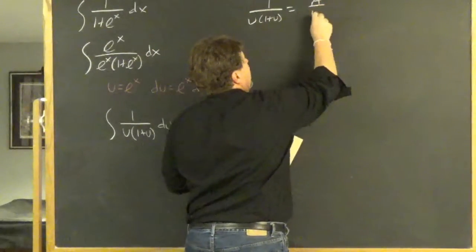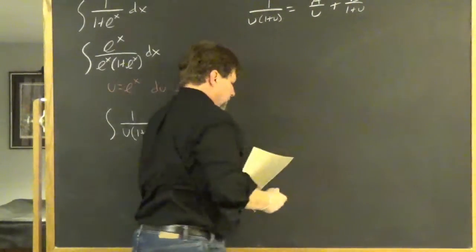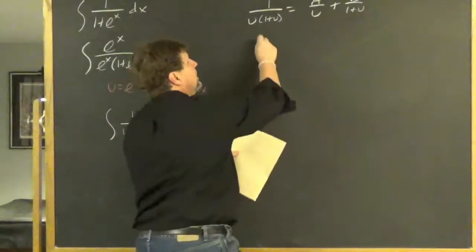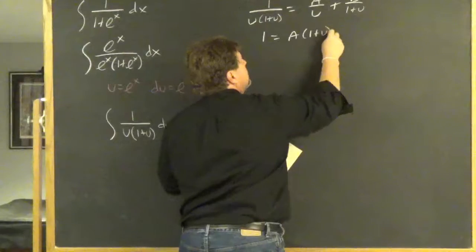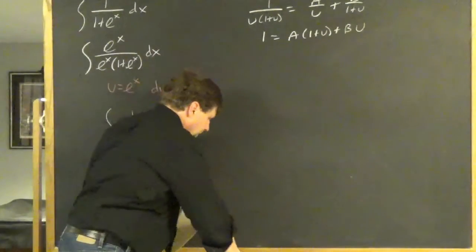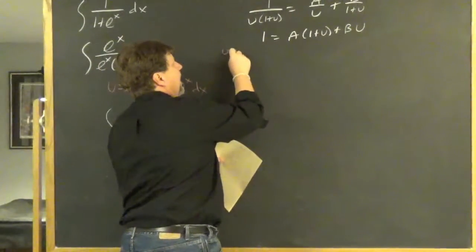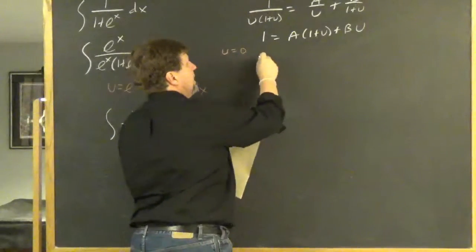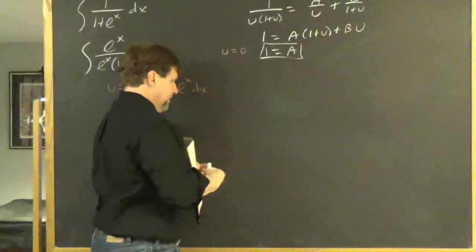So you'd write that as A over u plus B over 1 plus u. Multiply both sides by the LCD to give you 1 equals A times 1 plus u plus B times u. Pick some strategic values for u. I'd pick u as 0. If I pick u as 0, I immediately get 1 is equal to A.